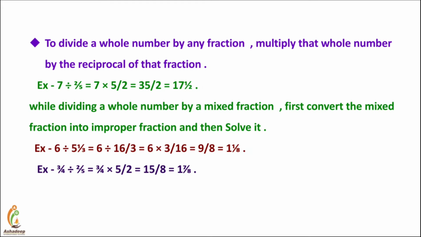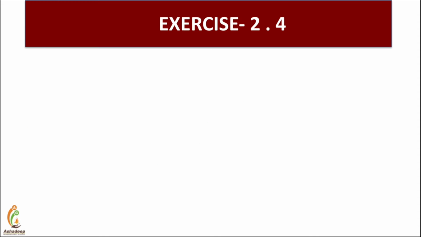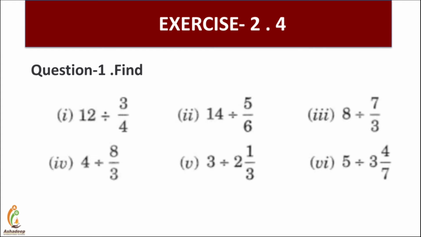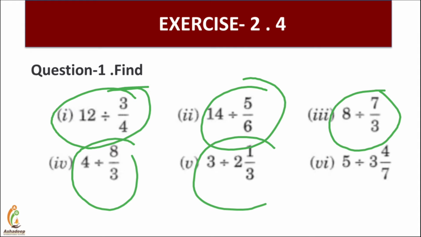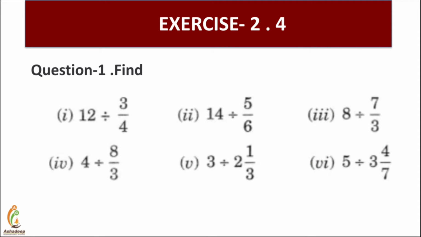Then now let's do the sums of exercise 2.4, which are based on division. In question number 1 we have to find 12 divided by 3 upon 4, 14 divided by 5 upon 6, 8 divided by 7 upon 3, 4 divided by 8 upon 3, 3 divided by 2 1 upon 3 and 5 divided by 3 4 upon 7. All are the division of a whole number by a fraction. So let's do one by one.